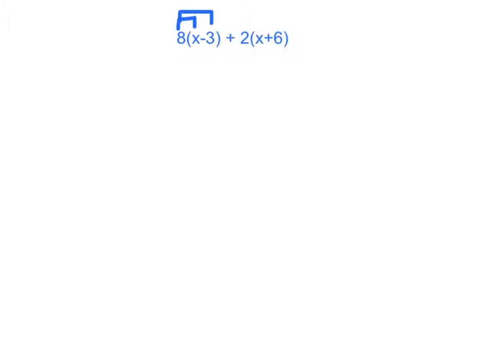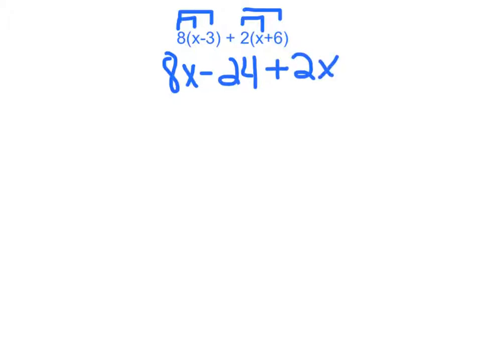So you have 8 times x would give you 8x. Minus 8 times 3 is 24. Now we go to the 2 outside the set of parentheses of x plus 6. So we're distributing the 2 to the x and also the 2 to the 6. So now you have 2 times x is 2x. And then you're going to have the 2 times 6, which is 12. Okay, so now we've used the distributive property. Now we need to combine like terms.